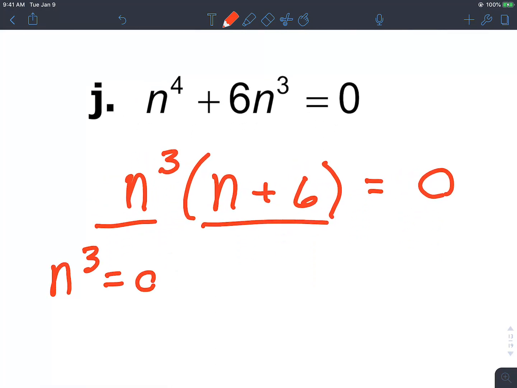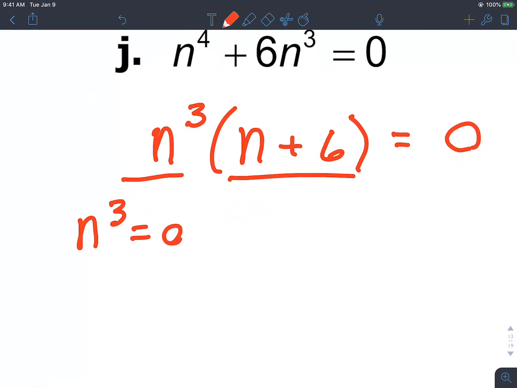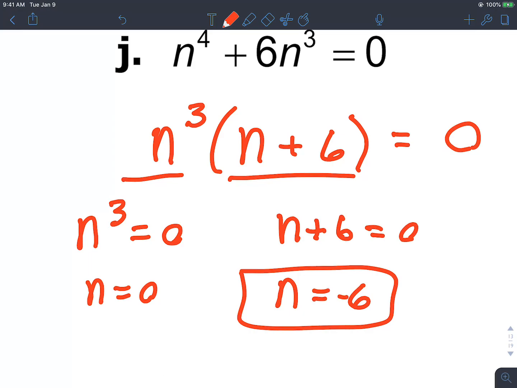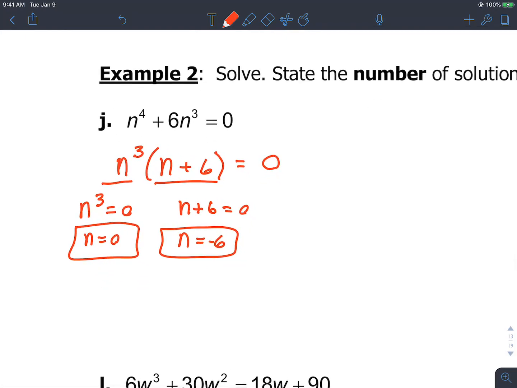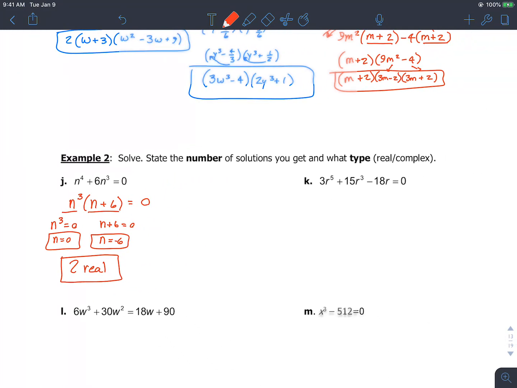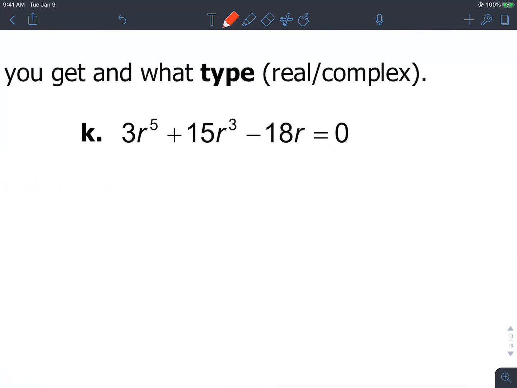n cubed equals 0. So it's asking what times what gets us 0. The only thing that would work is 0. And also we got n plus 6 equals 0. So this will be n equals negative 6. Those are your 2 solutions right there. As far as how many you're going to say we have 2, and then they are both real. So 2 real solutions.